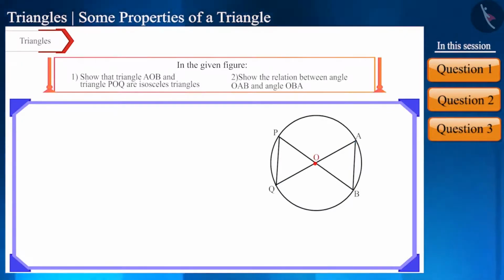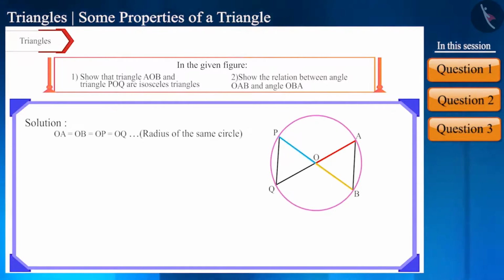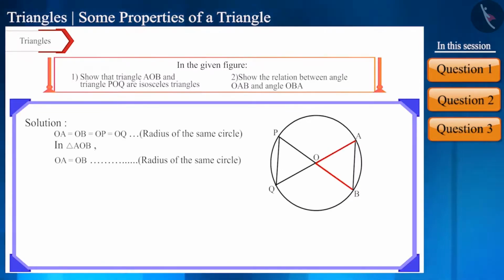Observe the figure. Point O is the center of the circle. So, OA, OB, OP and OQ are all radius of this circle. So, all of them will be equal. Now look at triangle AOB, in which sides OA and OB are equal, because they are the radius of the same circle. The two sides of the triangle are equal. Now we can say that triangle AOB is an isosceles triangle.